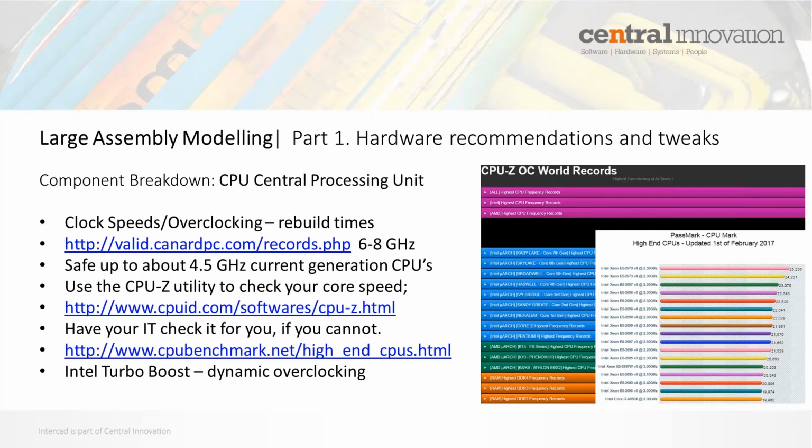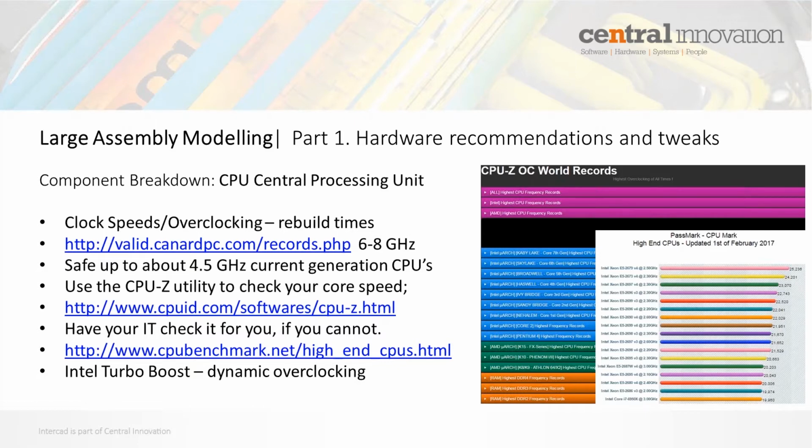If you have a look at some of the overclocking world records, they're indicating overclocking speeds between the 6 and 8 gigahertz range. They're not really stable at those speeds. These guys are overclocking purely to say that they can overclock at those speeds. For safety's sake, most overclocking occurs up to about 4.5 gigahertz on the current generations of CPUs.